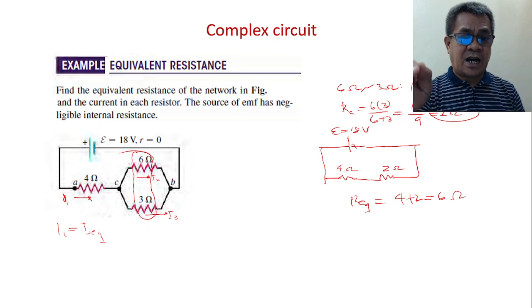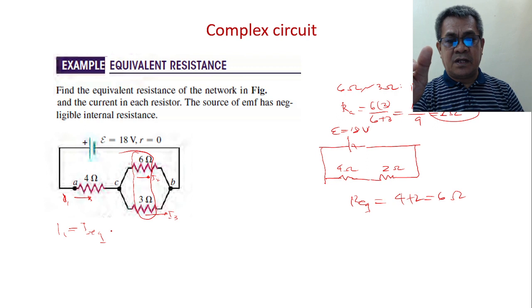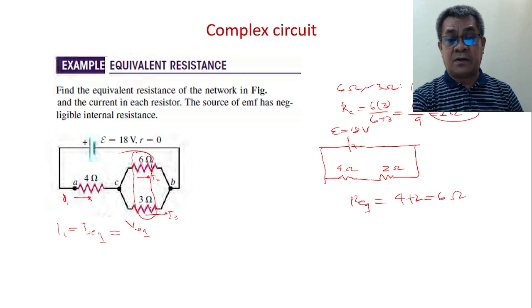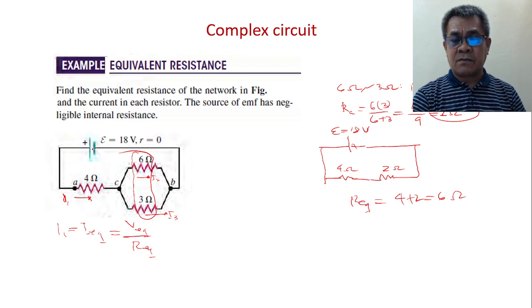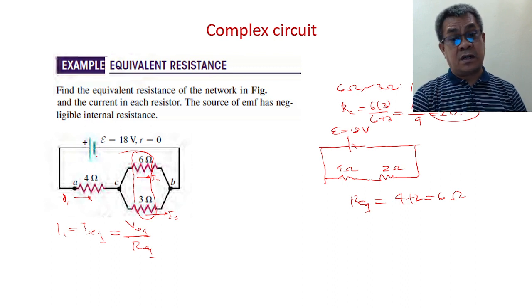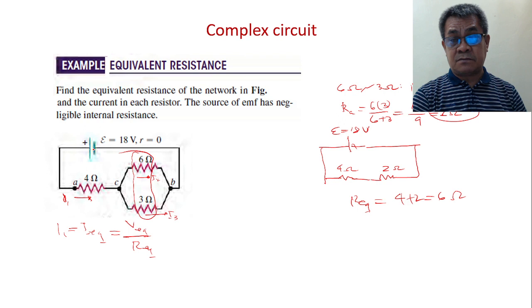Now the question is, what is I equivalent? In Ohm's law, this is V equivalent divided by R equivalent. Our V equivalent is the EMF, or 18. Again, in order to calculate I1, look at the circuit. The 4 ohms is in series with the source. Meaning, because it is in series, whatever current is in the source, the I equivalent, should be the same current as I1. So I1 should be equal to I equivalent.